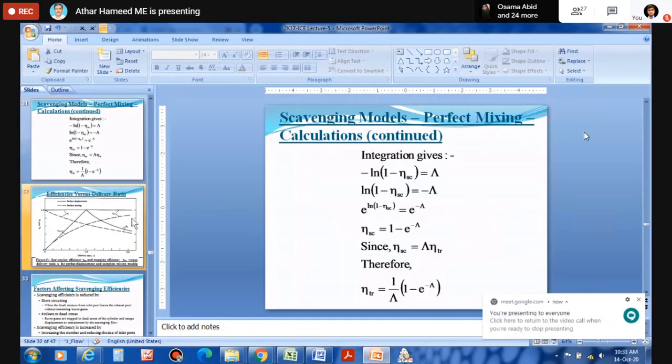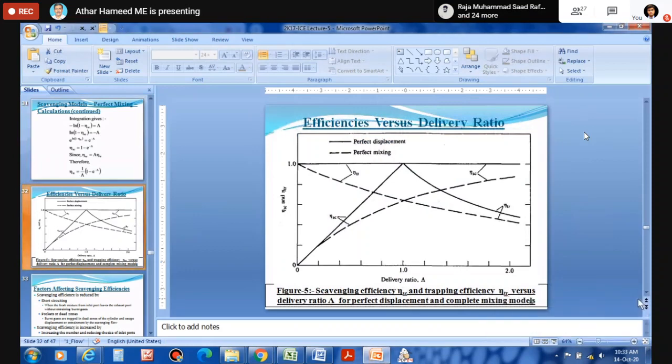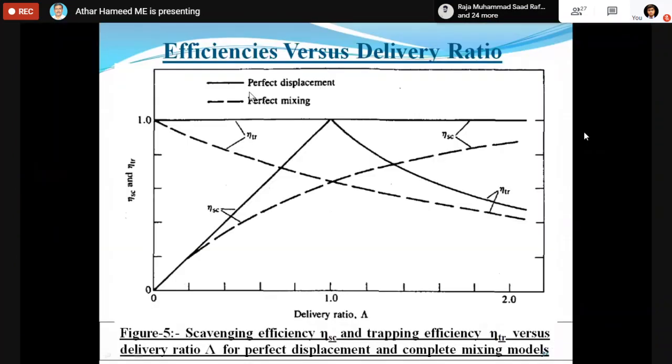Going to the next stage, here is the graph for these efficiencies when perfect displacement is there. This is the graph relating the delivery ratio with scavenging and trapping efficiencies. In the case of perfect displacement, when scavenging efficiency rises from 0 to 1 with delivery ratio, trapping efficiency goes down from 1 in a straight line, depending on the delivery ratio, reaching 1 when the scavenging efficiency increases, because of the relation we have just discussed.